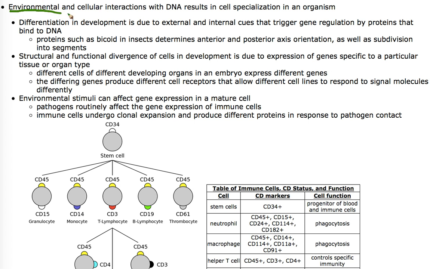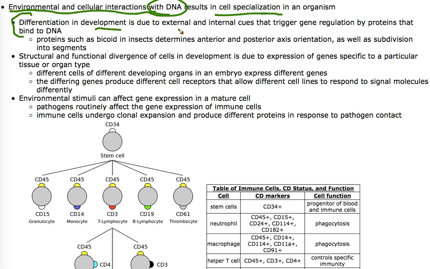Turns out that environmental and cellular interactions with DNA in the nucleus cause cell specialization and the ability of cells to become different, so that a multicellular organism can have a liver and a kidney and a spleen and a pancreas and a stomach that all have the same chromosomes, but they're different from each other.